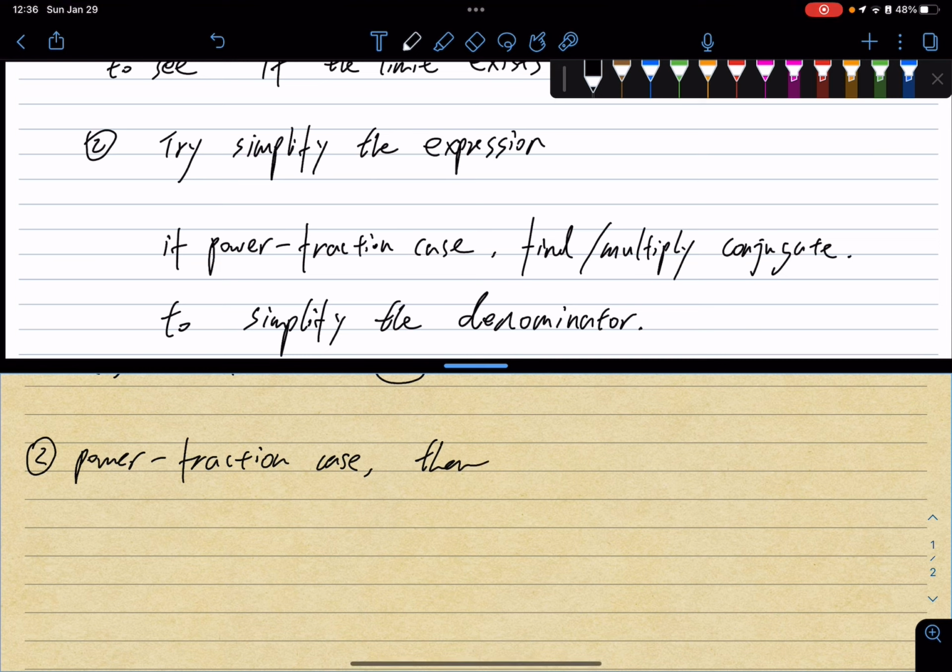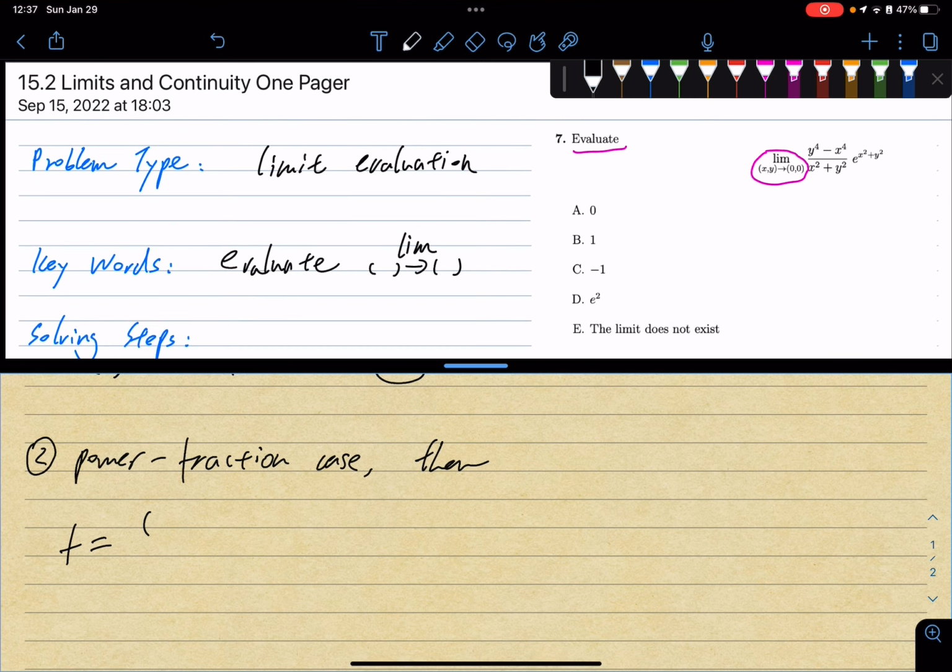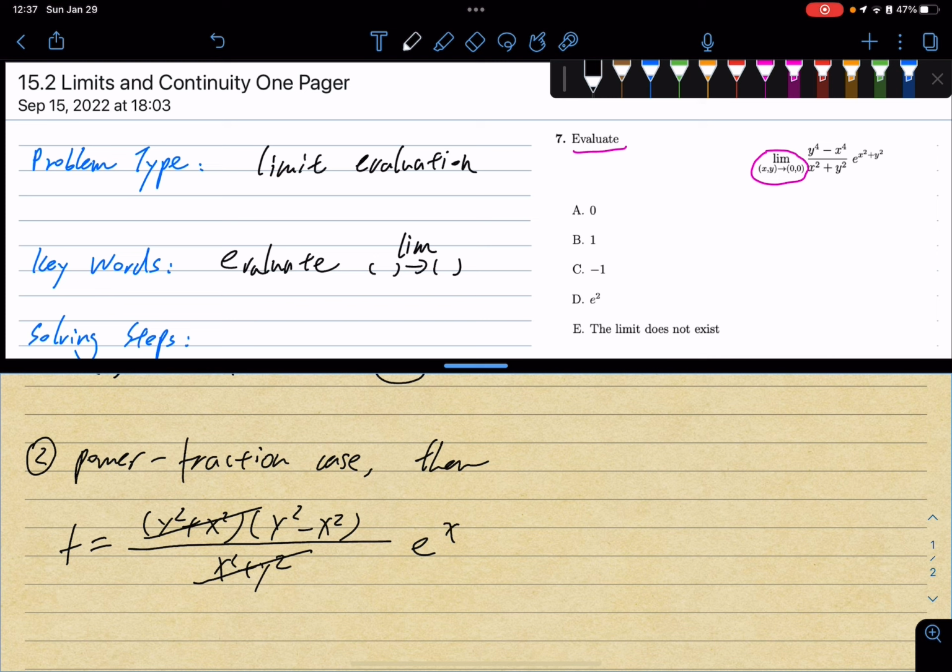Then we can simplify it by finding the conjugate, right? So the conjugate of this function. In this case, we're just going to find it because our numerator has more power than the denominator. So we can break that down. We have y fourth minus x fourth, so that's going to be y squared plus x squared, y squared minus x squared over x squared plus y squared. So these two terms will cancel, and then we have e to the x squared plus y squared. This is what we end up with after the simplification.